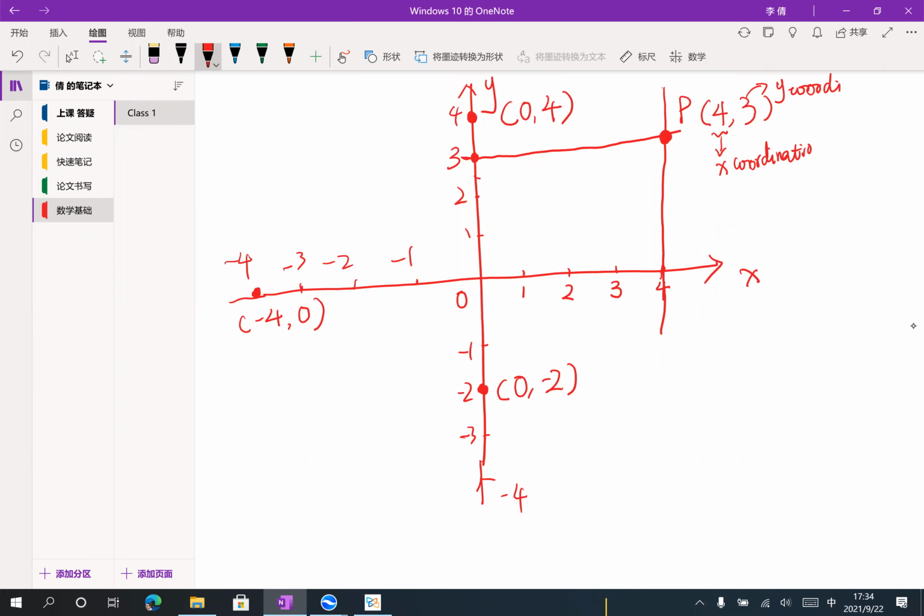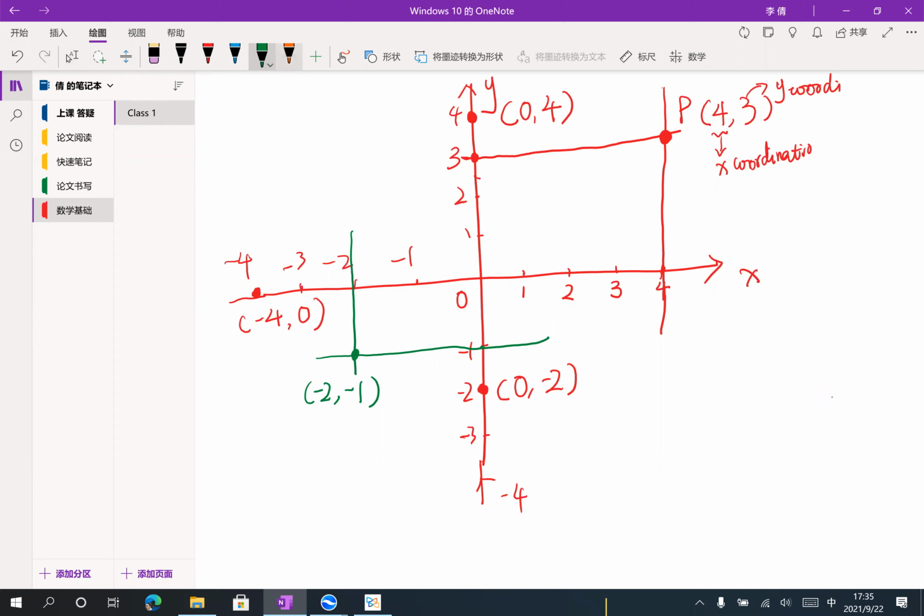Okay, let's say this point. If there is a point, this is -2 and this is -1. Okay, what is the ordered pair for this point? (-2, -1). Yes.